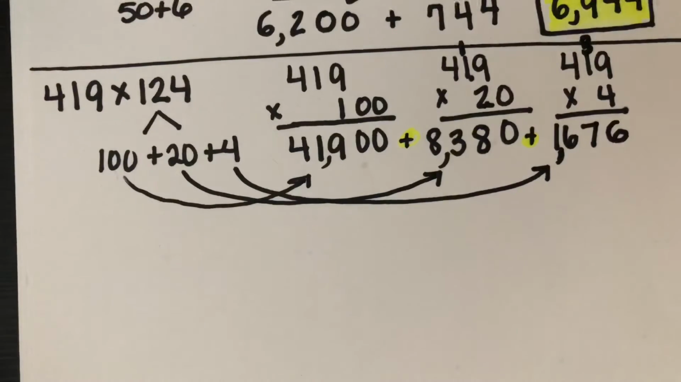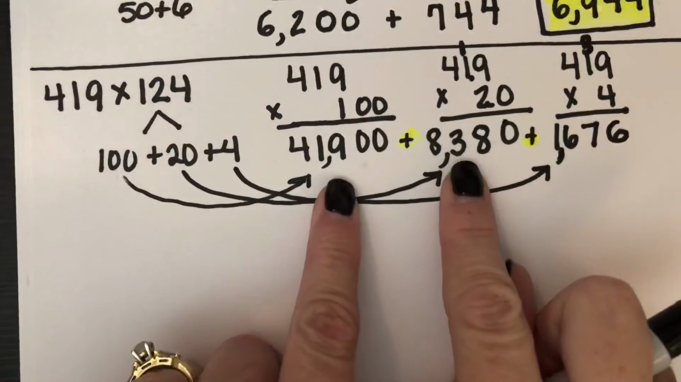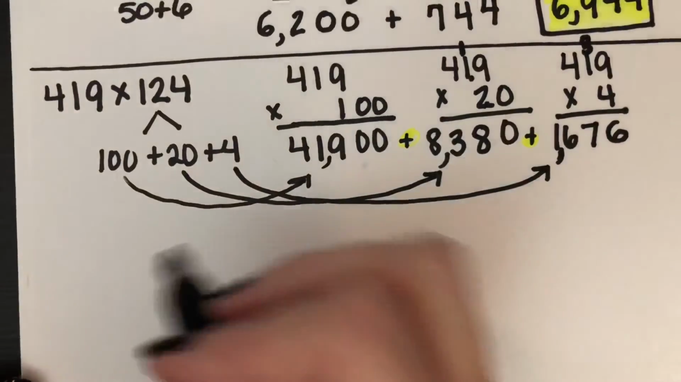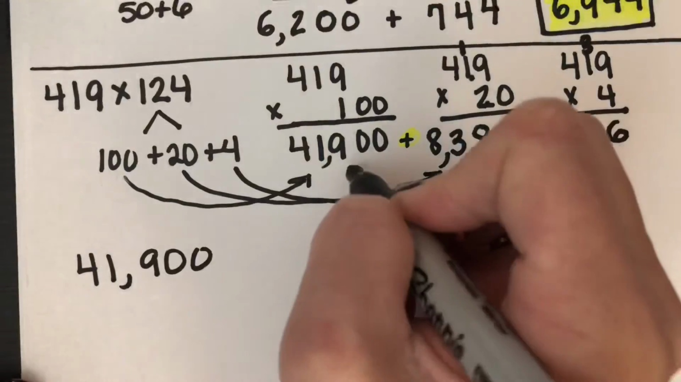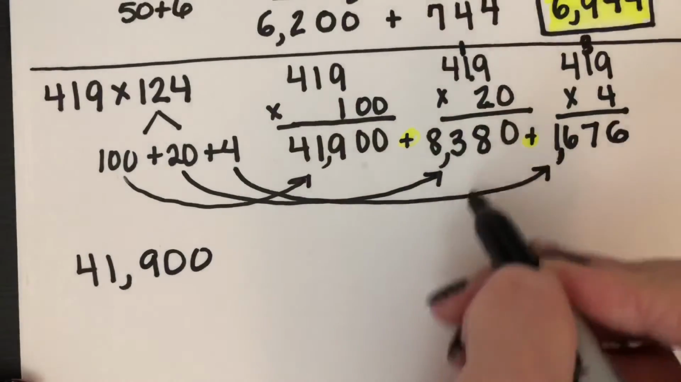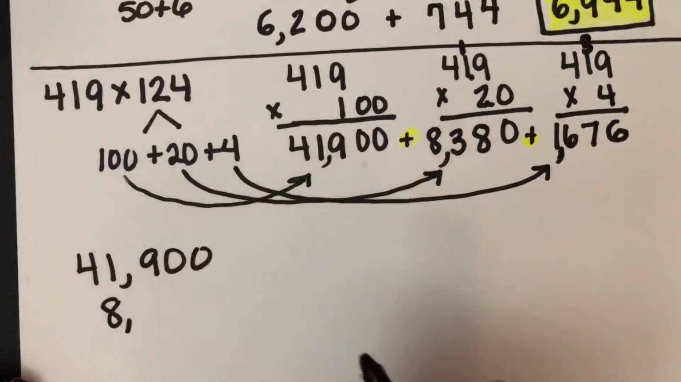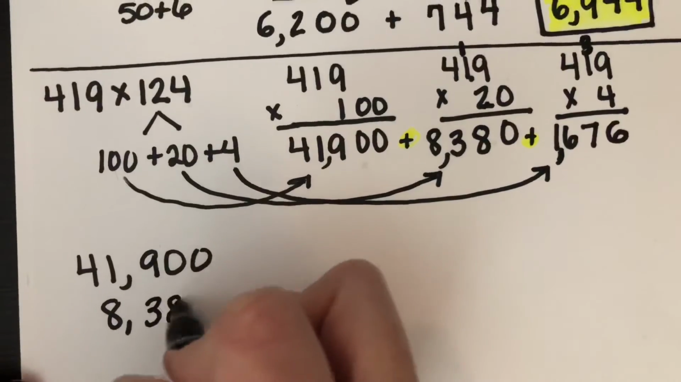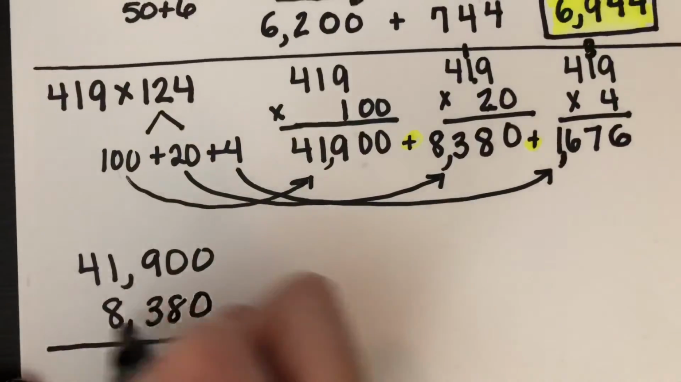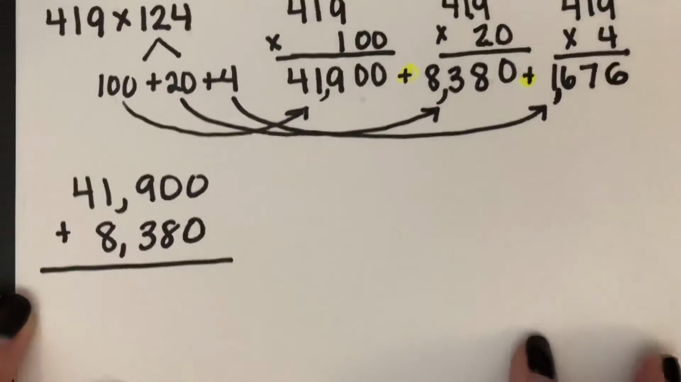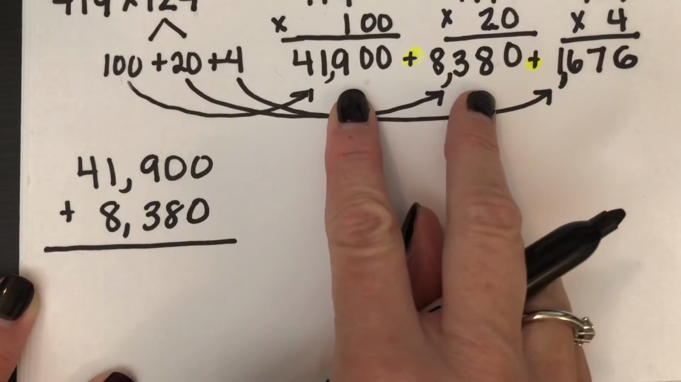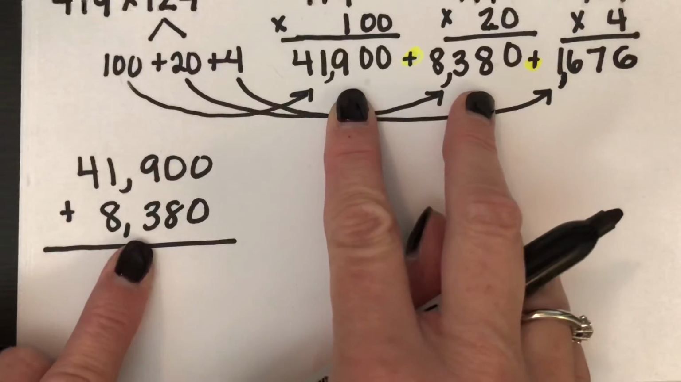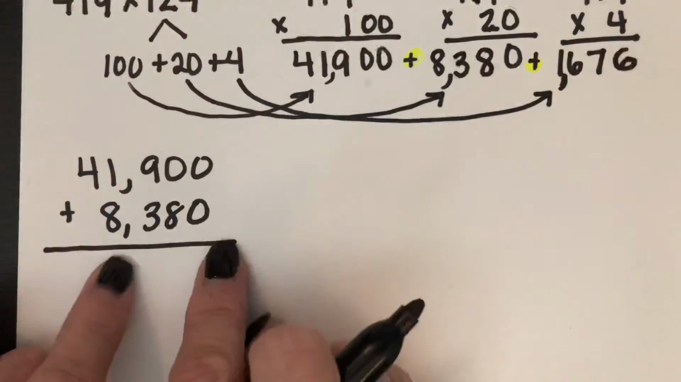Now, that's a lot of numbers, so I think I'm just going to take these 2 numbers first, the 41,900. Okay, I'm going to take that first, and I'm going to add 8,380. Make sure I line things up nice and neat. So I took these 2 numbers, 41,900 and 8,380. I will add that on in a minute.